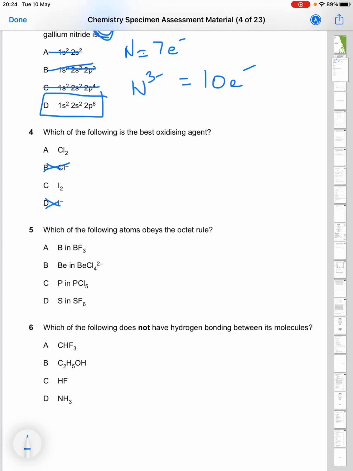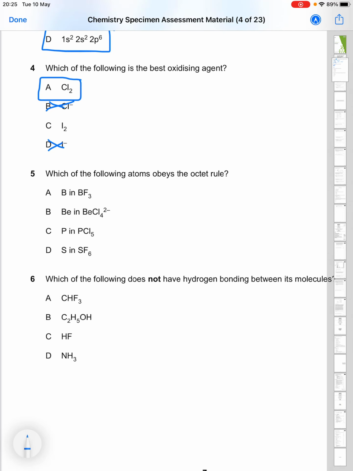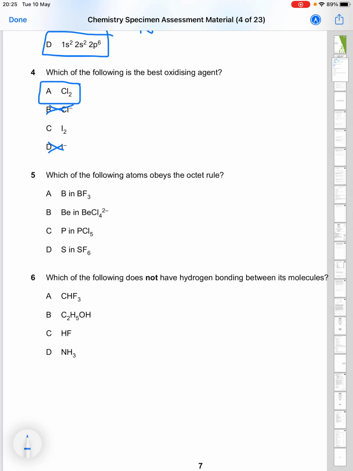So in terms of what is better at attracting electrons, the chlorine is actually smaller than the iodine, so the answer here is the chlorine. As you go down the group, they become less effective at oxidizing things. So you should know that from the group 7 stuff that we've done on the halogens.